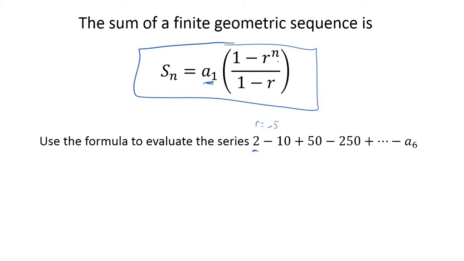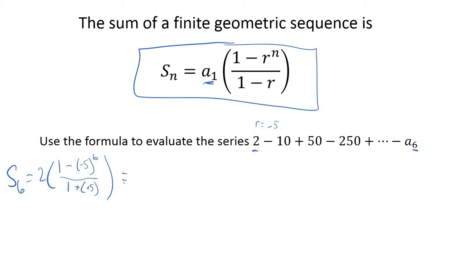So r is negative 5. And then I need n. How many terms? Well, it tells me right here. I'm going to 6. So let's write that. So S sub 6 equals 2 times 1 minus, and what are we doing? Negative 5 to the 6th, all over 1 minus my r again, which is negative 5. So that would be plus, right, if we just change those signs.